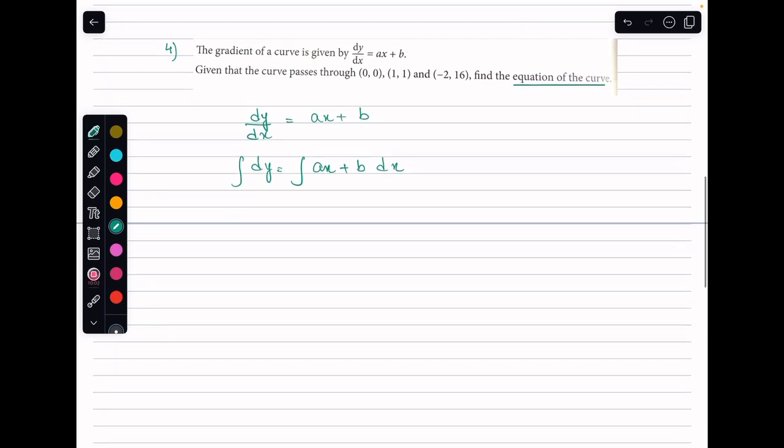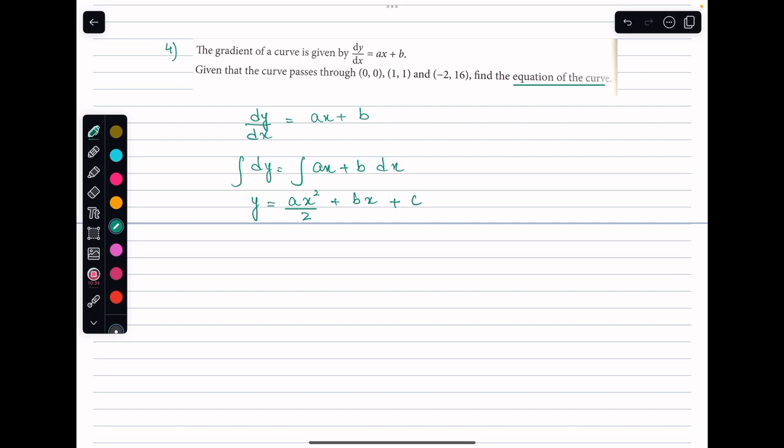If I integrate this gradient equation, then y equals ax squared divided by 2. And then with this b, I should be having an x. And then I should be adding the constant, which is c here. So now I can say y is in terms of x, but there are three unknowns a, b, and c.